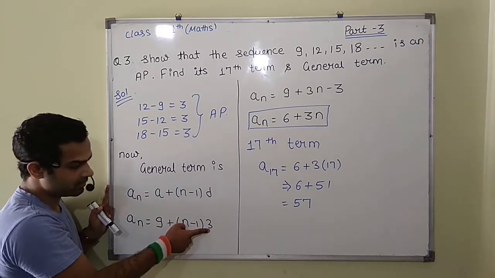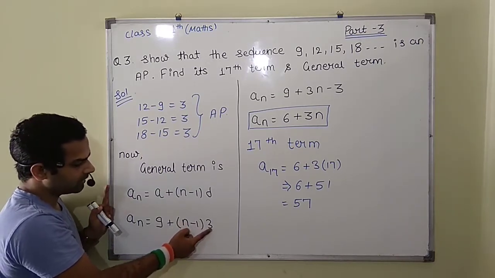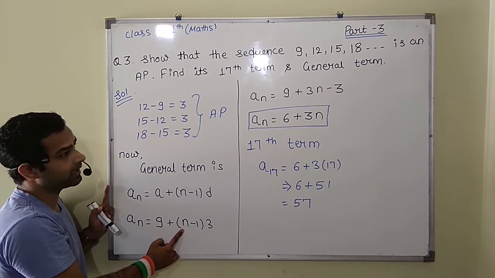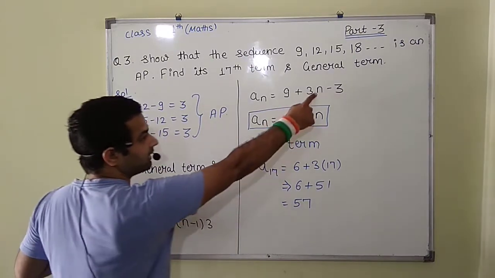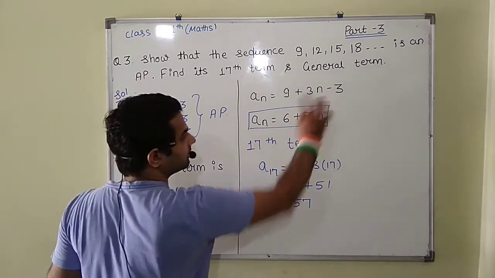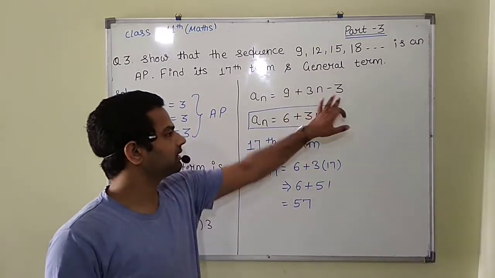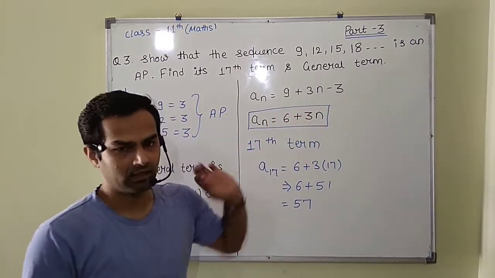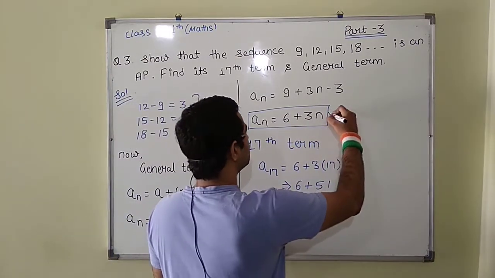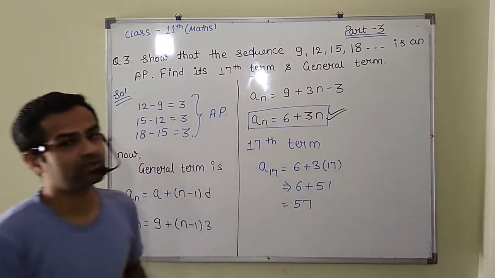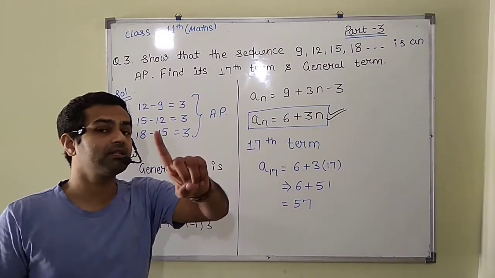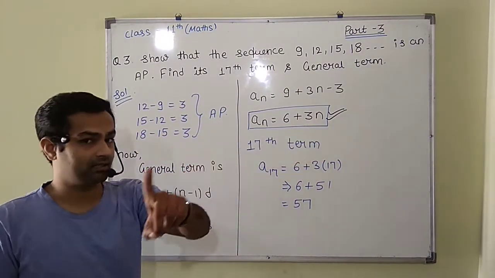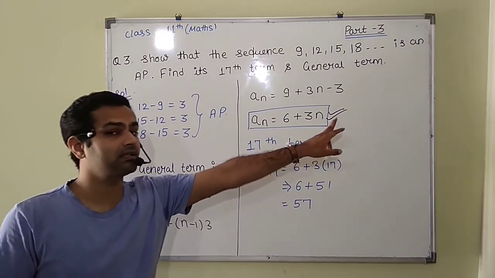So let us put the value of d, 3. Now multiply this 3 inside this bracket. So we will get 9 plus 3n minus 1 into 3, 3. So 9 minus 3 is equal to 6 plus 3n. So the general term for this sequence is an is equal to 6 plus 3n. Here you can see that the power of n is 1. It means it is in AP. It also proves that this sequence is in AP.